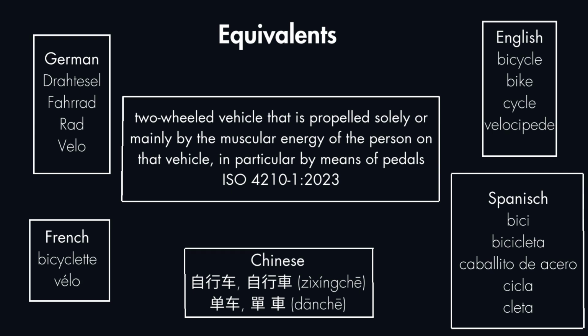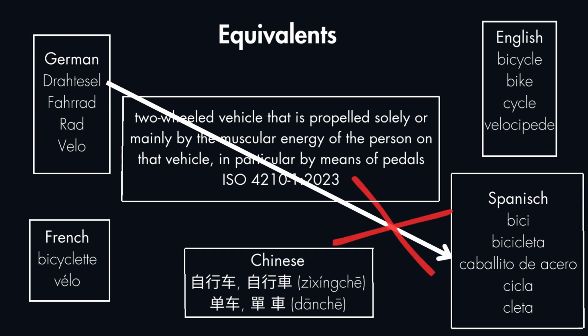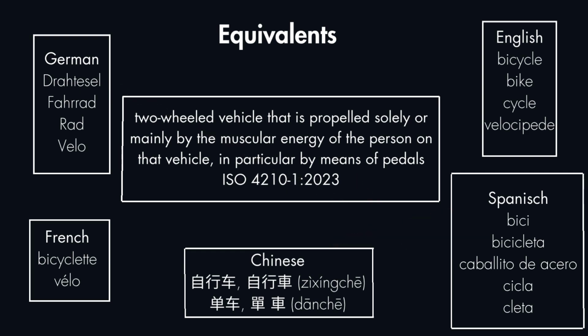Connections between equivalents, such as Drahtesel and Caballito de Acero, should not be forced if they do not match the intended usage or tone. Although both terms refer to bicycle and include an animal in their figurative meaning, they are not interchangeable in translation. The cultural connotations differ. For example, Drahtesel can carry a slightly negative or humorous nuance in German that Caballito de Acero does not necessarily have in Spanish. All of these terms relate to the same concept, which can be defined.